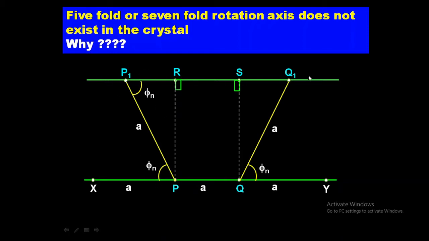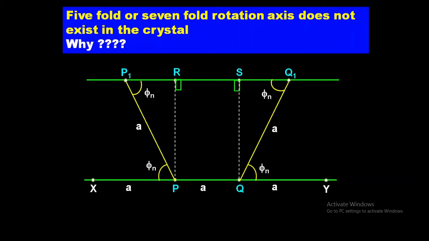Similarly, these two lines are parallel, and if q1 is the transversal and this angle is phi n, then this angle is also phi n, because both are alternate angles and alternate angles are equal. So this angle is also phi n, by the property of parallel lines.